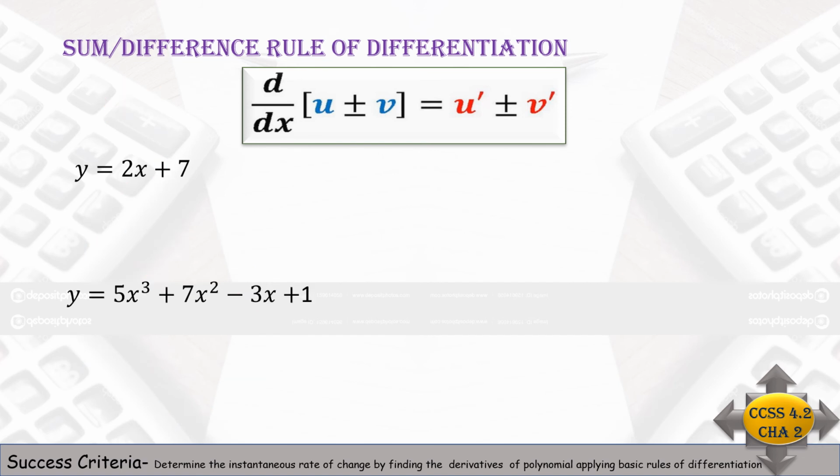Let's practice some more questions. So the derivative of 2x is 2. Derivative of 7 is 0. So no need to write. So next question. Derivative of 5x cube will give you 15x power 2 plus derivative of 7x square, multiply 2 by 7, that is 14x. From the power we subtract 1, so the power is 1. We don't write the power 1. Minus constant multiple rule, the derivative of 3x is 3 and the derivative of 1 is 0.